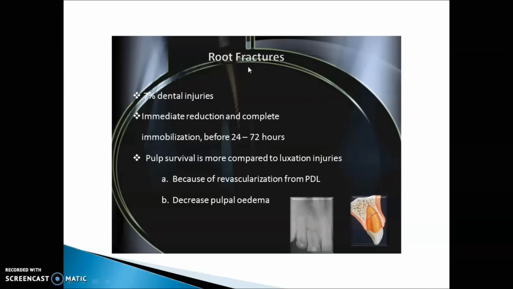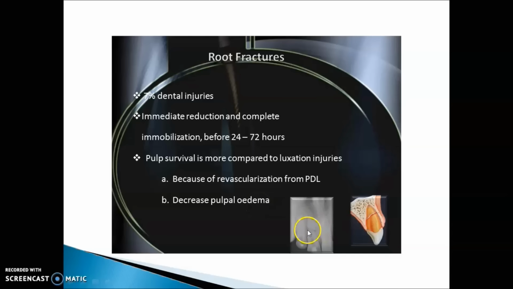So now we'll talk about root fractures. They form around 7% of your trauma to permanent teeth. The treatment is immediate reduction and complete immobilization within 24 to 72 hours. Remember aspirants, a very important point: pulp survival in root fracture is more compared to displacement or luxation injury. The two important causes are revascularization from the PDL and decreased pulpal edema.